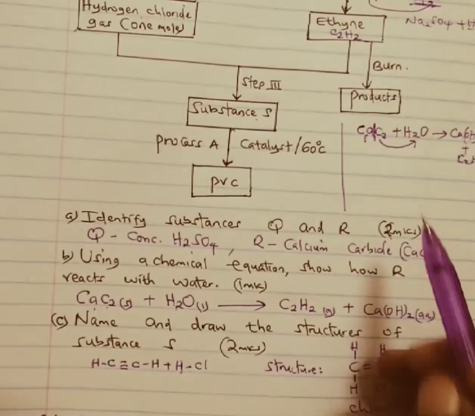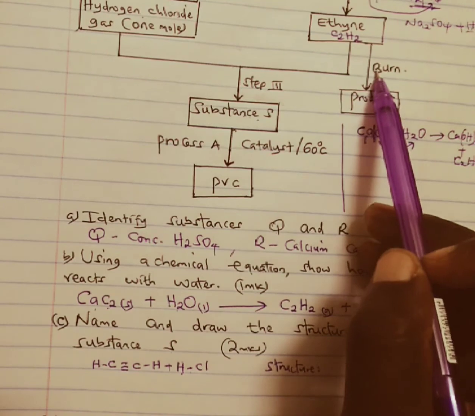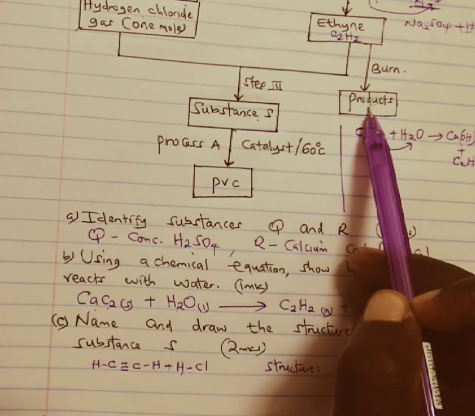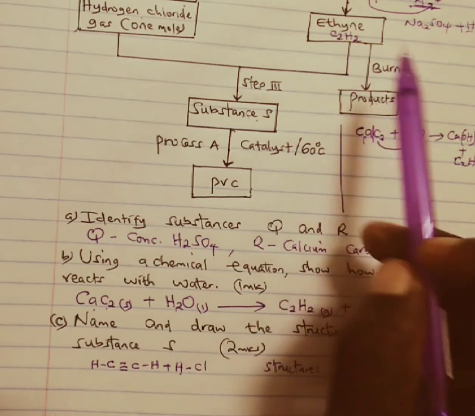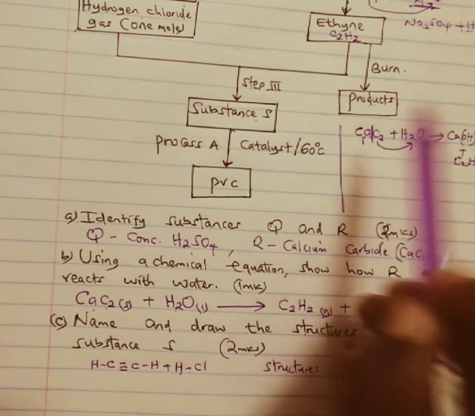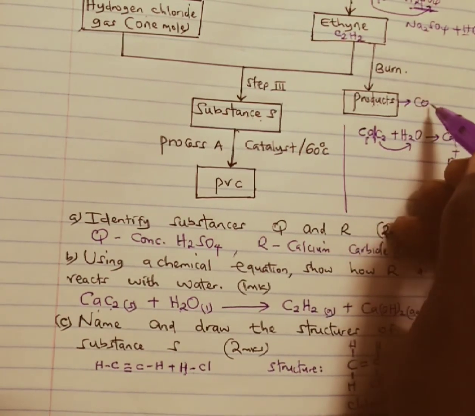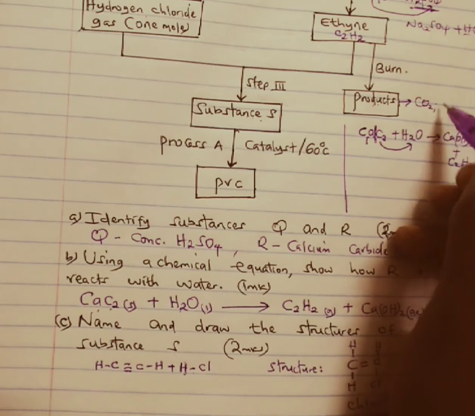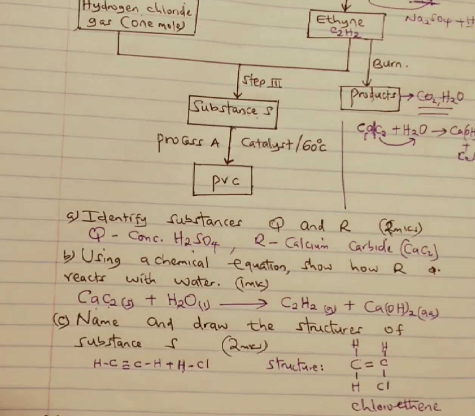We can still go back and look at ethane. Ethane gas is going to be burned to give us the products here. And we said anytime you are burning an organic compound, the 2 products which are going to be formed are water and carbon dioxide. So the 2 products here we have are carbon dioxide and water. Those are the 2 products which will be formed.